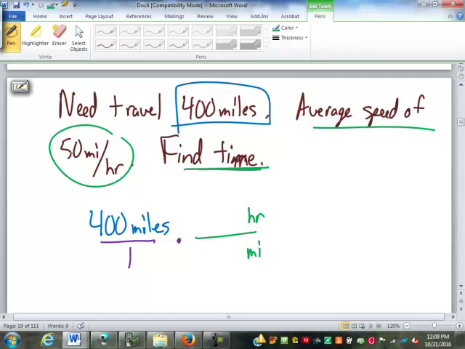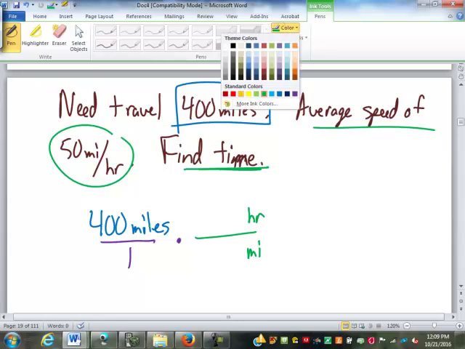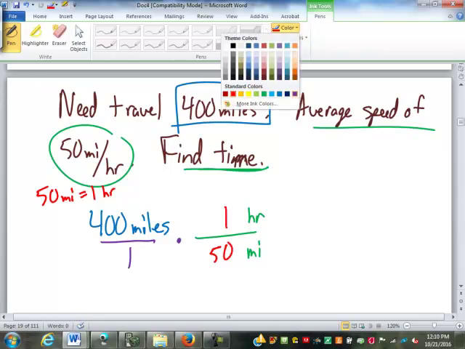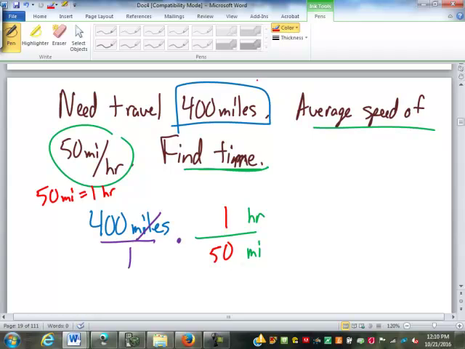This rate here, 50 miles per hour, is actually a conversion factor. It can be thought of as saying 50 miles equals 1 hour. That'd be the same as saying 1 foot equals 12 inches, or 1 cup equals 8 fluid ounces. It's a conversion factor. So over here, I can put in 50 miles and 1 hour.